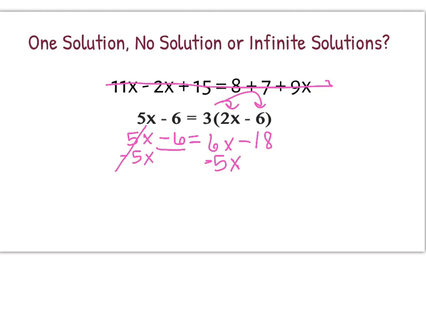Be careful to bring down this minus 6. 6 minus 5 is 1, so I'm just left with my 1x. Need to get rid of this minus 18. And negative 6 plus 18 is going to be a positive 12. They were different signs, so we really had to subtract. So there's one solution for this problem, and it's x equals 12.